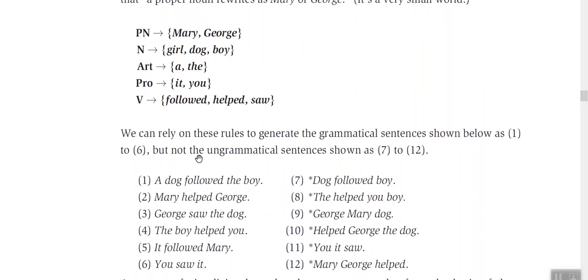For example, here we have what? From 1 to 6, grammatical. And here from 7 to 12, what? Not grammatical. So here, a dog followed the boy. A dog followed the boys. A dog followed the boy. You see? Grammatical. But here, dog followed boy. Wrong. Dog is what? Noun. And we have here proper noun. Dog is not a proper noun.